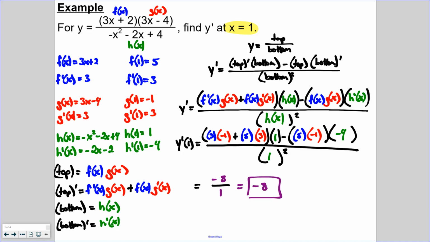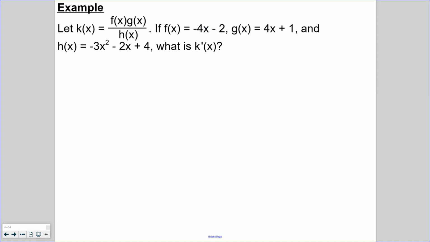Whew, wasn't that a doozy? And yes, when the product rule is inside the quotient rule, it is very tedious. But if you can break it apart piece by piece by piece like we did here, it's going to go a long way and make things seem much easier. Not shorter, just easier. So let's take a look at one more.